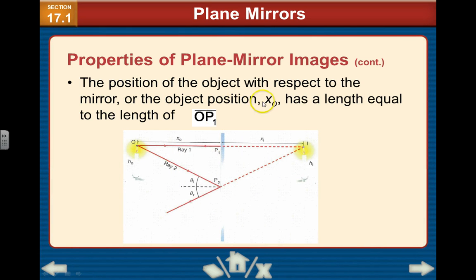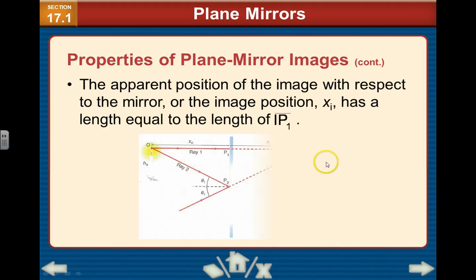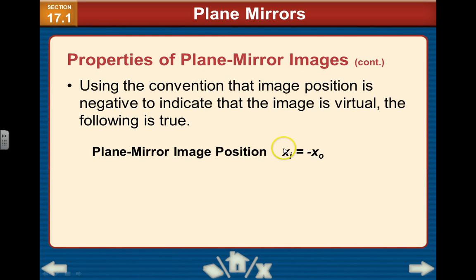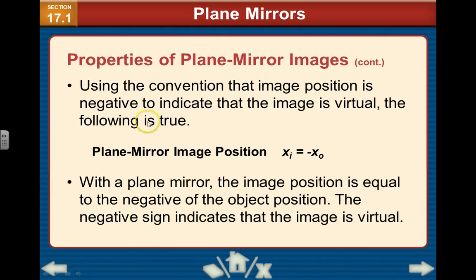So again, if we look at the length of XO, it has to equal the length of the OP. Well, this is just saying XI is IP. And so then basically we could derive the equation saying that they're the same distance, just different. The negative just indicates that we're looking at an image that is virtual. Be careful when you're looking at this negative. It doesn't always mean you're subtracting. Sometimes it is just giving you an indication of where the image is or what the image is doing. So that'll hold true when we start looking at lenses as well.